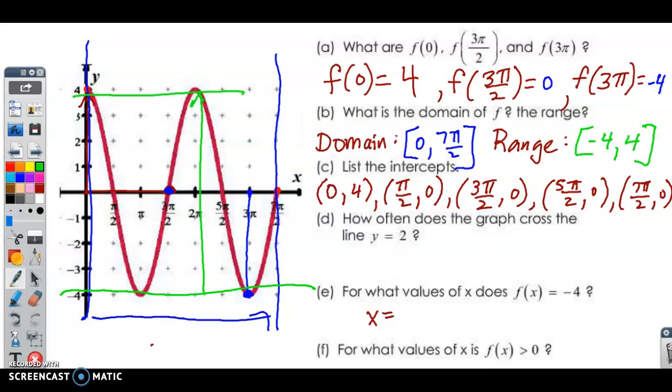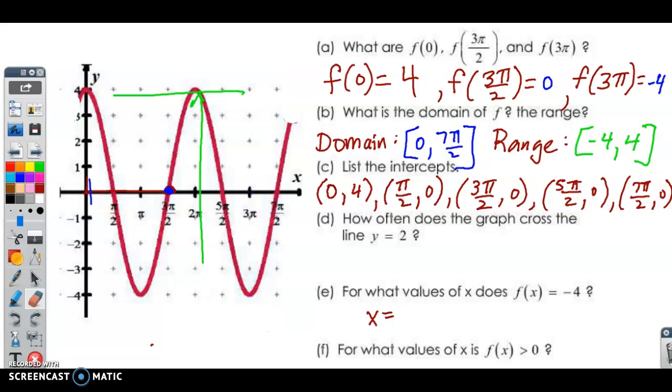Now, the next question asks to list the intercepts, and they didn't say x-intercepts or y-intercepts, so I just went ahead and listed them all. You might have to press pause and make sure you understand that, but I'm going to keep going.